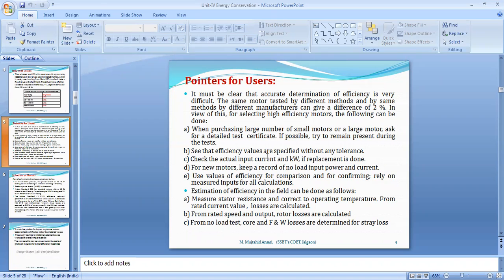So either we can do the no load test, block rotor test on the three-phase induction motor. We can do the direct loading test by measuring the input and output power. So by this way, we are able to measure the powers.